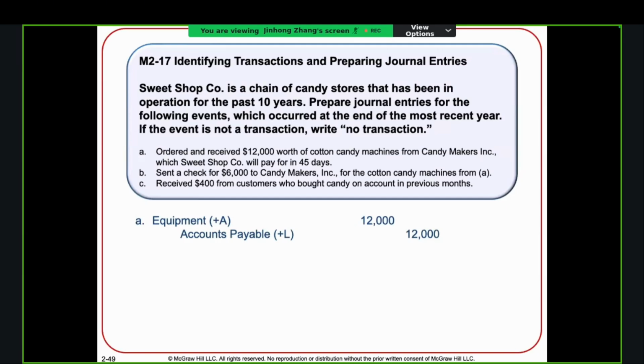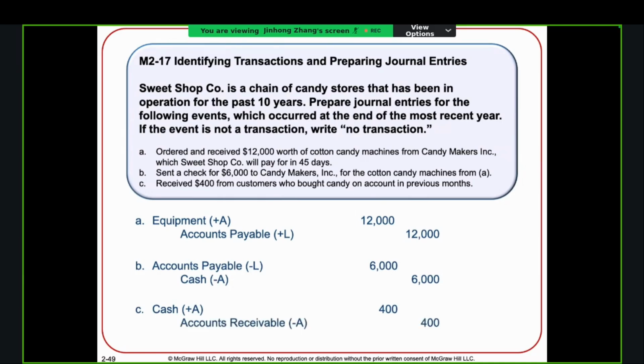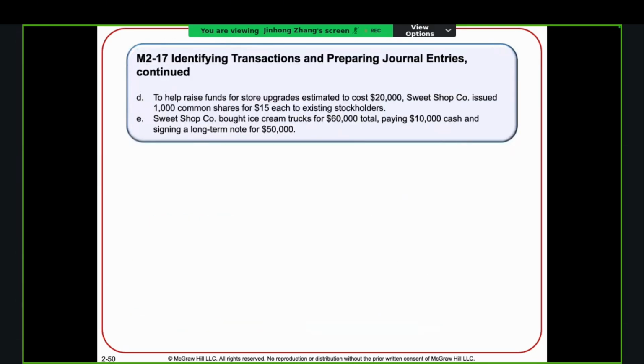Send a check for $6,000. Okay, you reduce cash for the cotton candy machines. You also reduce accounts payable, right? So accounts payable reduced, and then cash reduced. Received $400 from a customer who bought candy. Okay, you increase cash, and accounts receivable is reduced, right? When he bought it and didn't pay, you had accounts receivable, right? So this is the one from before.